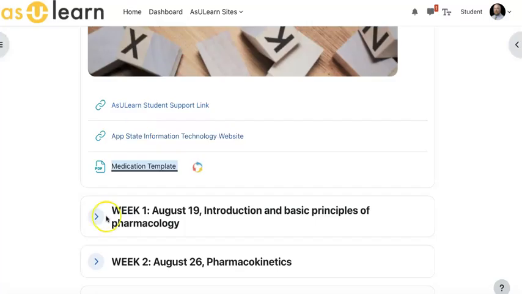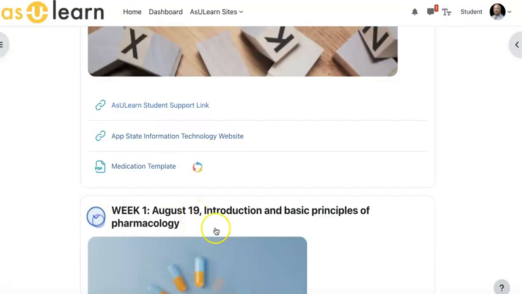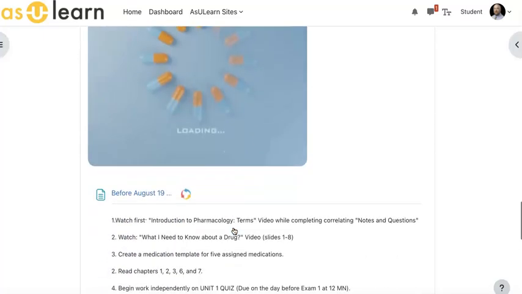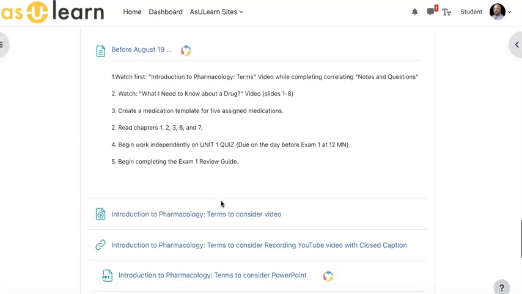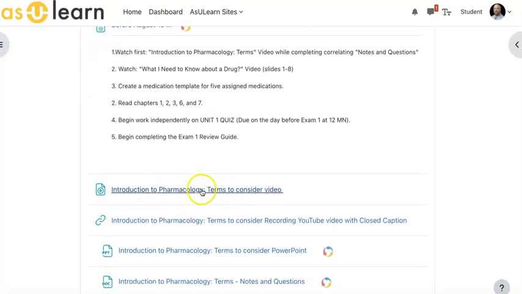Now, again, this is section 101. So on August 19th, we're going to talk about some introduction to basic principles of pharm. Okay, so this gives you a list of information here that you need to focus on for our first day. There's an introduction to pharmacology, some terms to consider.